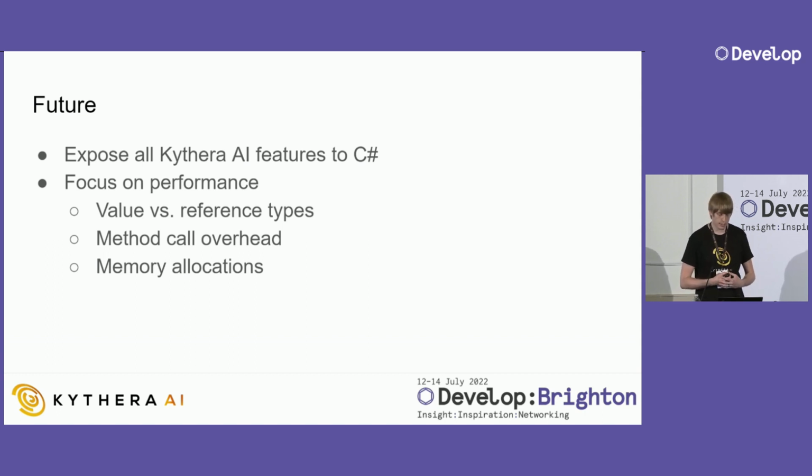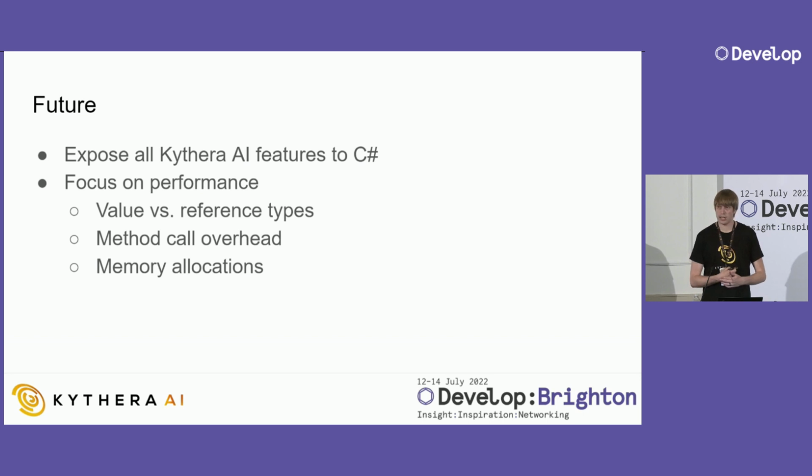A similar thing is method call overhead. How expensive is it actually to call methods from C++ to C#, and also the other way around? Should we do things in a different way? Should we reduce method calls as much as possible, or is that less of a problem? I haven't done detailed benchmarks on that yet.